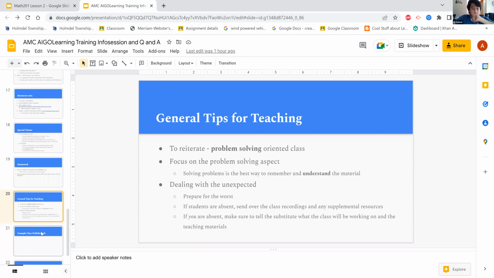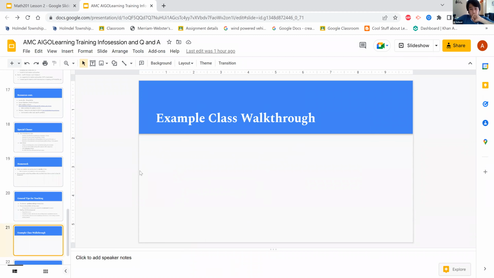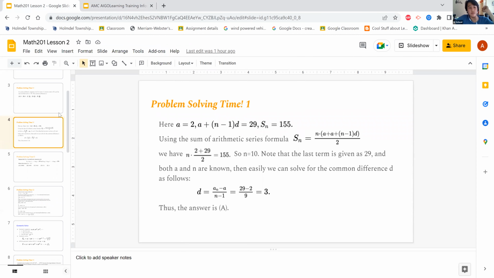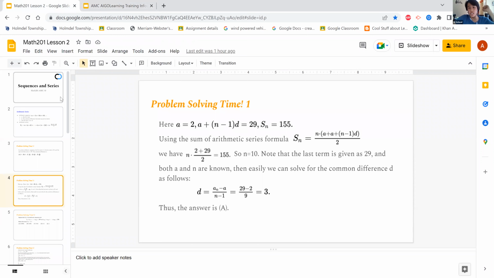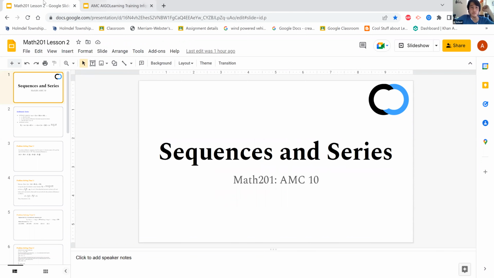All right, so an example class walkthrough. I'm just going to show you, because we are running a bit on time, and I want to give you guys some time to ask any questions that you have. This is an example of a slideshow that you can use for teaching. You start here: hi, my name is Andrew, this is sequence and series, so this is what we're discussing.